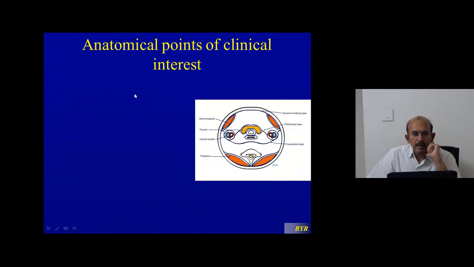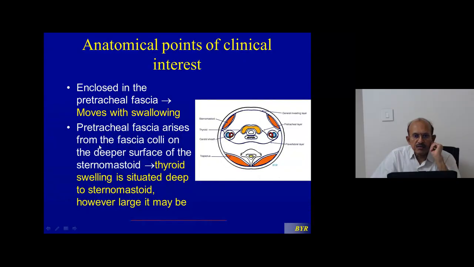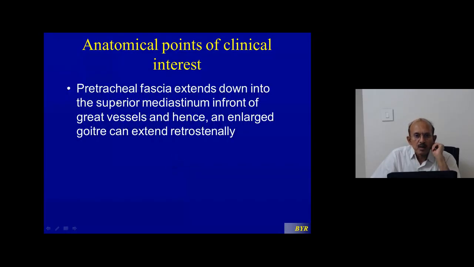Okay, before we conclude the anatomy, let's look briefly at the anatomical points of clinical interest. The gland is enclosed in the pretracheal fascia, that's why it moves with swallowing. The pretracheal fascia arises from the fascia colli on the deeper surface of the sternomastoid. Hence, a thyroid swelling is situated deep to the sternomastoid, however large it may be. The pretracheal fascia extends down into the superior mediastinum in front of the great vessels, and hence an enlarged gland can extend retrosternally.